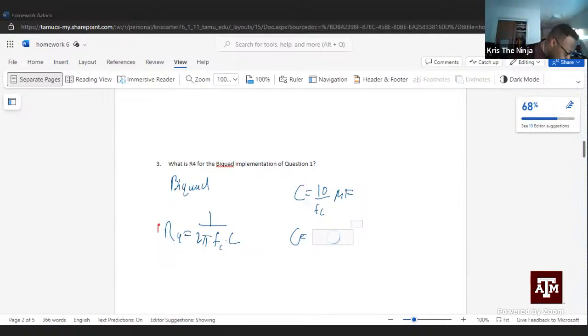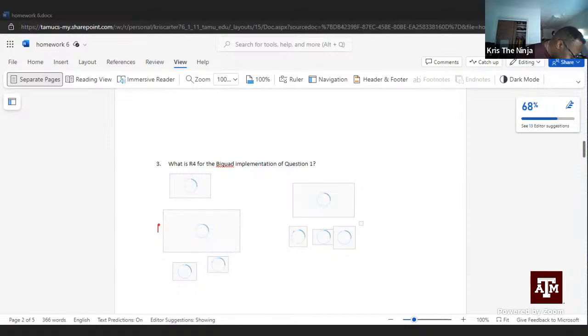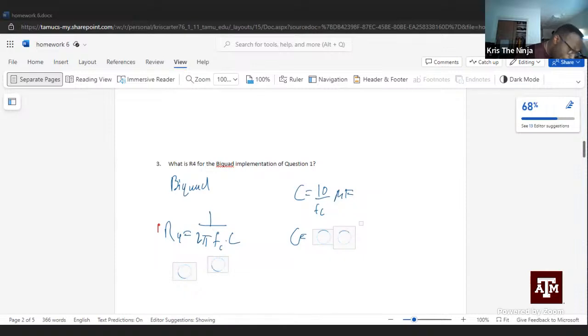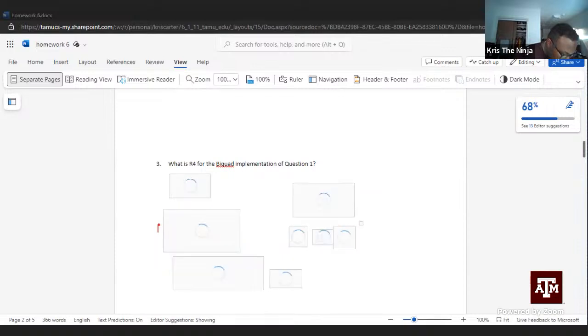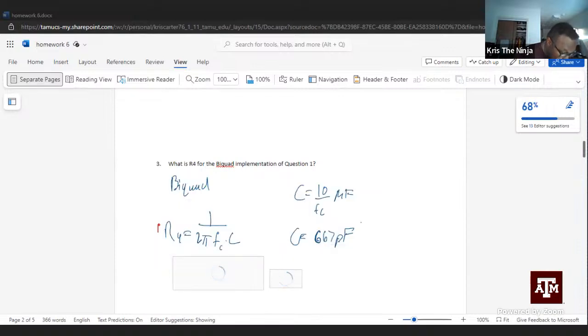Okay, and then we just do 1 over 2 pi FC times that. So R4 equals 1 over 2 pi times 15,000 hertz times 667 picofarads. So then just do that times 15,000 times 2 pi, 1 over that. R4 in this case is 15.992. We'll round up to 15.92K.